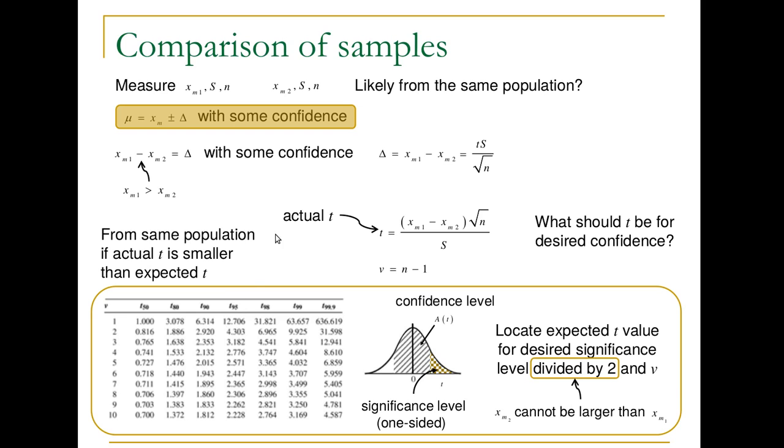If the actual t that we found is smaller than the expected t, then we can say that these two samples are likely from the same population. And one note, we want this delta to be positive, so set the larger of the two means to be xm1.